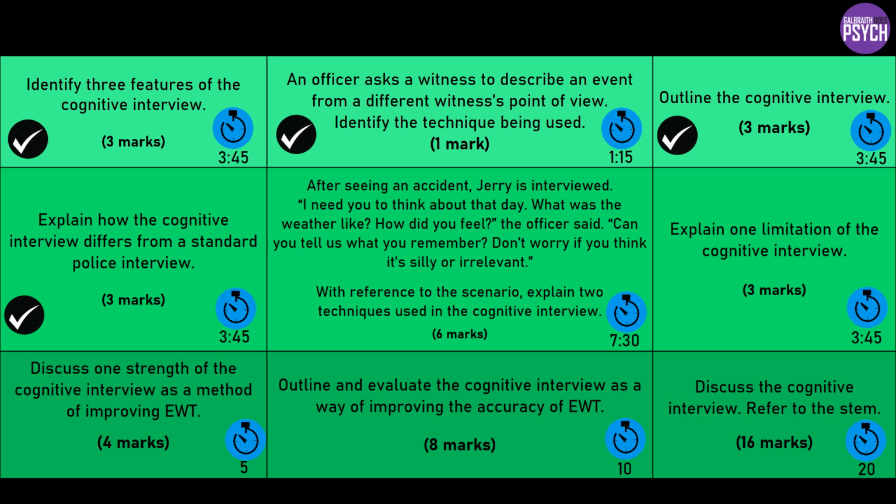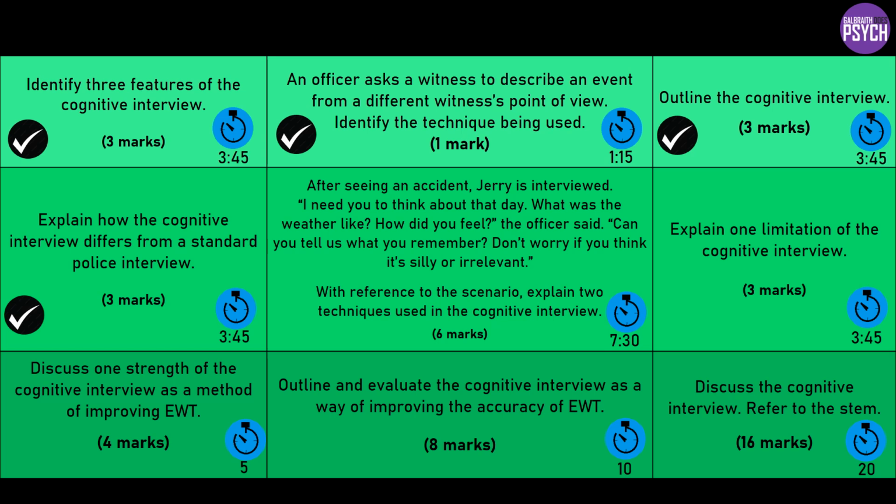Okay, a little STEM question here. We need to explain 2 techniques, referring to Jerry and what's going on there. So, have a little read through. We're thinking, okay, I need you to think about that day. Fine, that's a bit generic. The next bit is important though, isn't it? So what was the weather like? So it's getting Jerry to think about what was going on externally on the day. And how did you feel? So that's getting Jerry to think about what's going on internally. Well, that feels like external and internal cues. So this is tapping into context and state-dependent forgetting. That technique, as I'm sure you know by now, is mental reinstatement, or reinstate the context.